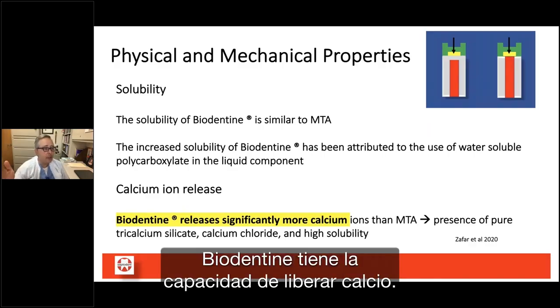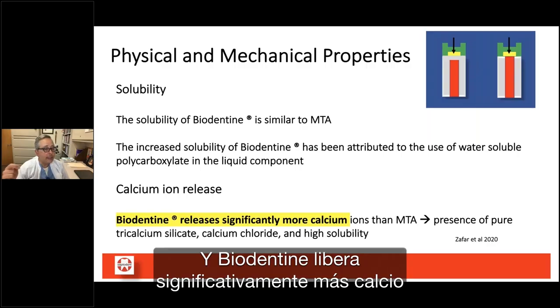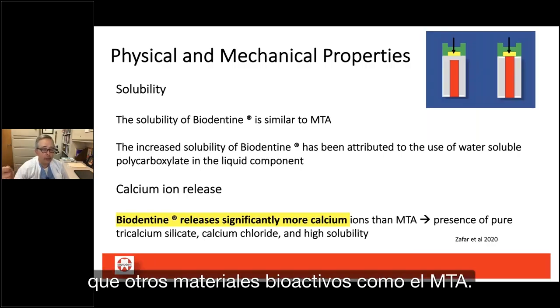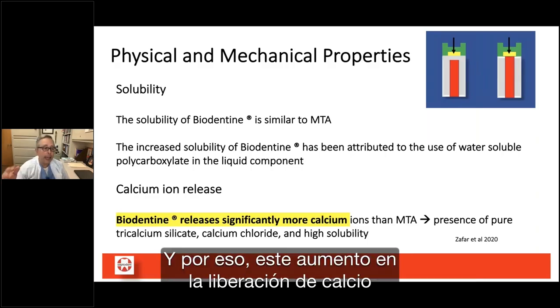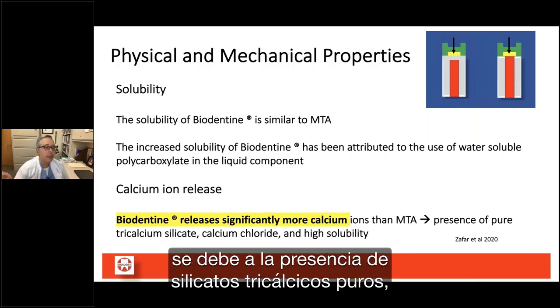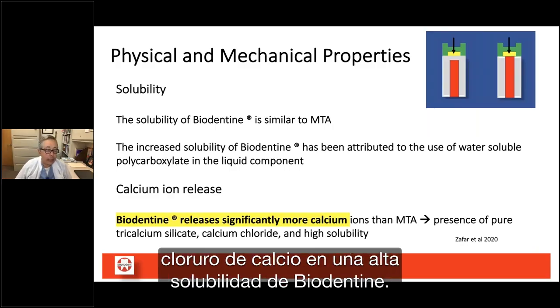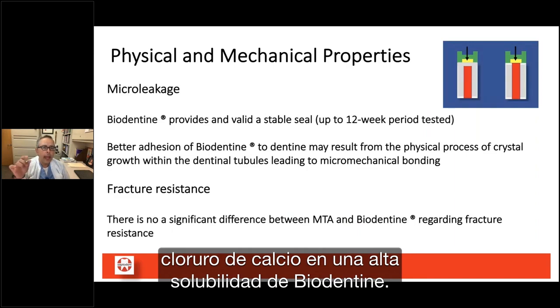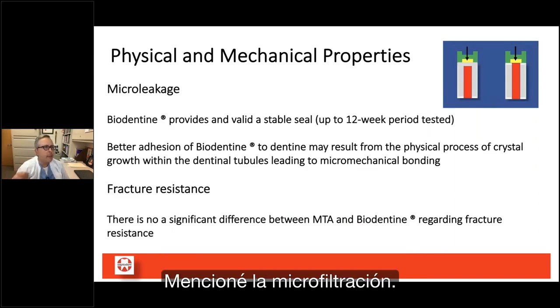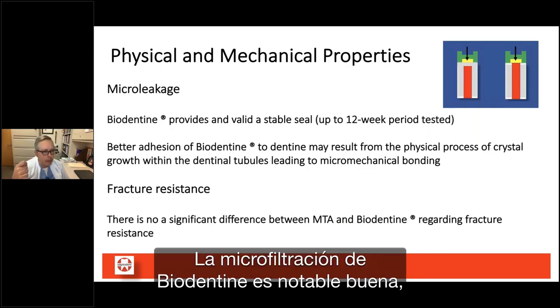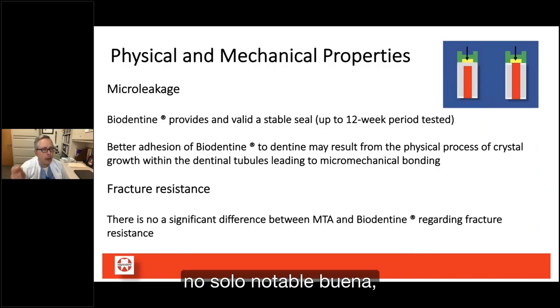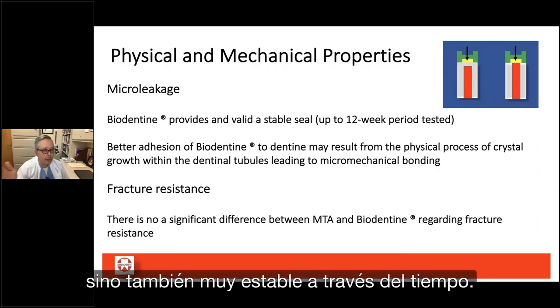Biodentine has the ability to release calcium, and Biodentine releases significantly more calcium than other bioactive materials like MTA. And that increase in the release of calcium is because of the presence of pure tricalcium silicates, calcium chloride, and a high solubility of Biodentine. I mentioned the microleakage. The microleakage of Biodentine is remarkably good. Not only remarkably good, it's also very stable over time.